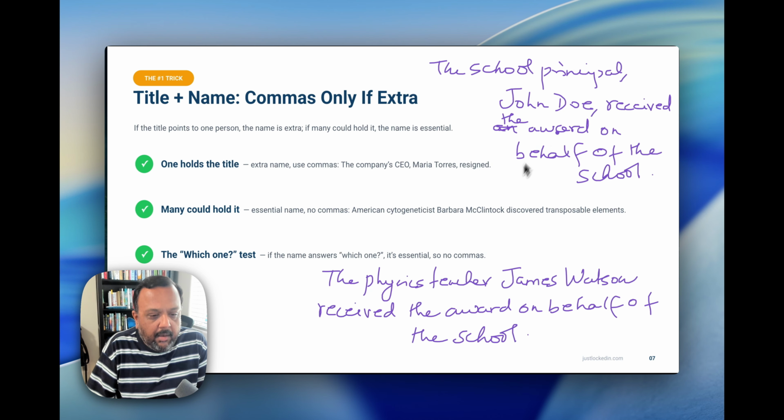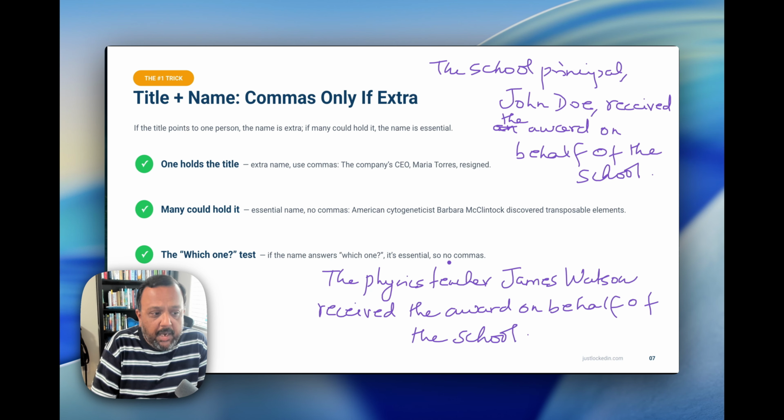Okay. However, take this case. The physics teacher, James Watson, there could be a number of physics teachers. Okay. Therefore, James Watson is essential information. So when this is essential information, don't add a comma. Okay. So similarly, this might apply to titles as well.